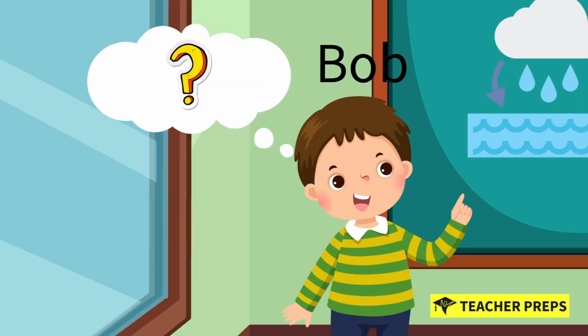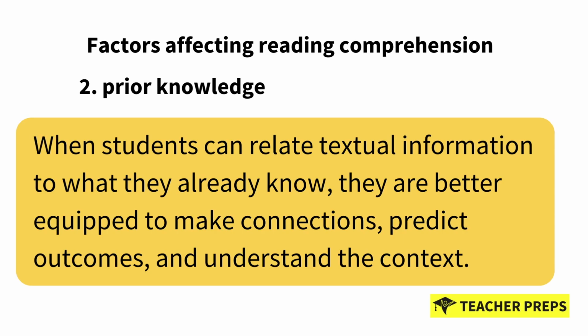Bob has never heard these two words put together before. See how prior knowledge will affect the comprehension of our students? When students can relate textual information to what they already know, they are better equipped to make connections, to predict outcomes, and to understand the context of what they're reading.